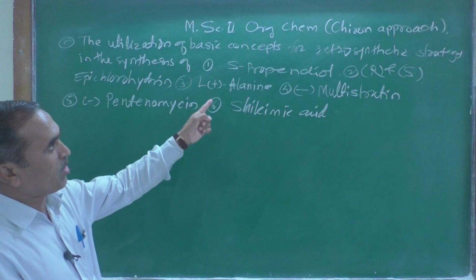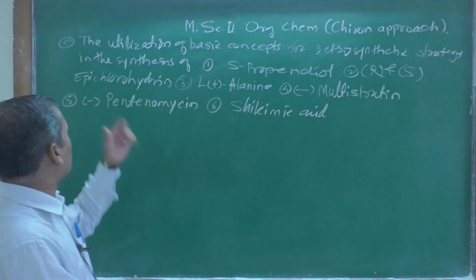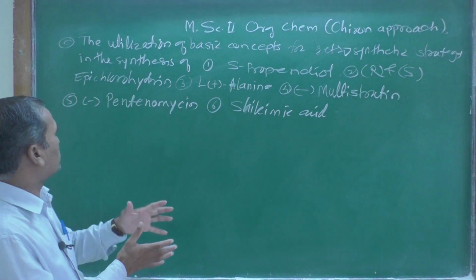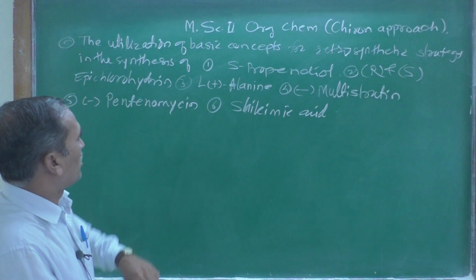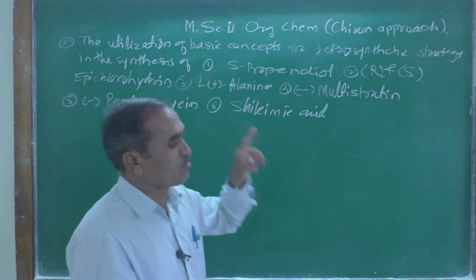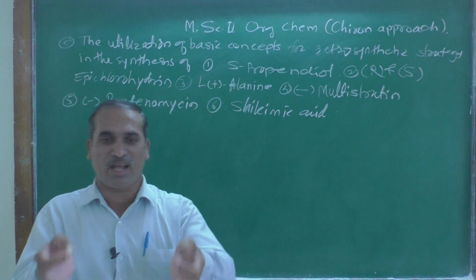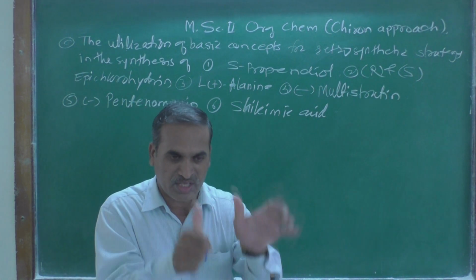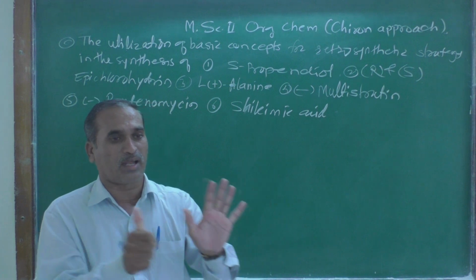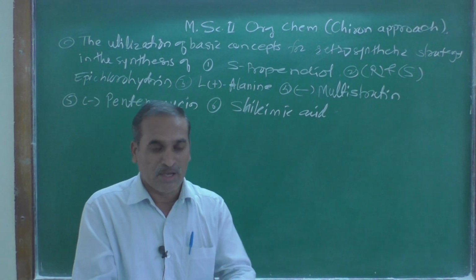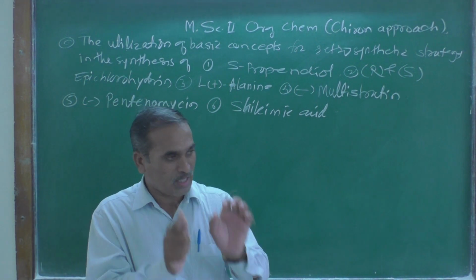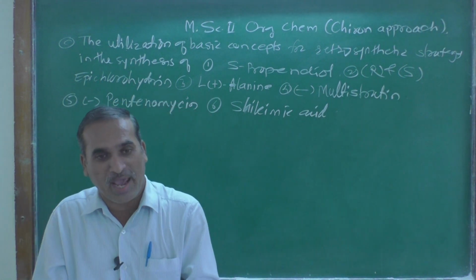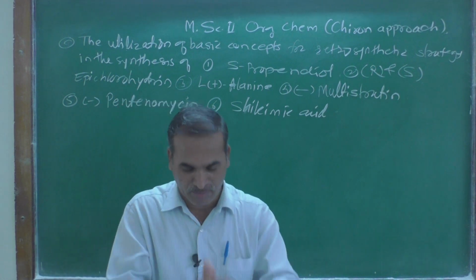One is S-propanediol, second is R and S epichlorohydrin, third is alanine, fourth is multistatin, fifth is pentenomycin, and sixth is shikimic acid. These are the target molecules. Specifically we are going to study these 6. Target molecule means whose synthesis is being planned.